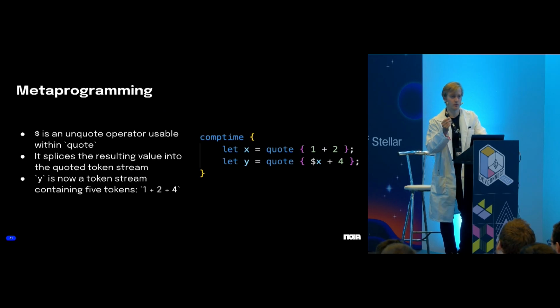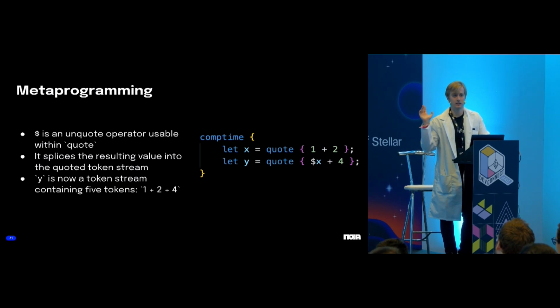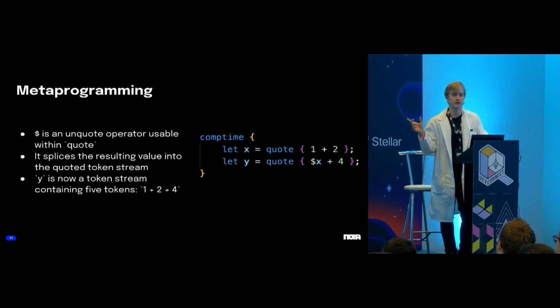To give a little more of an example, you can also unquote inside of your quote. Here we have an x that is just 1 plus 2, but I want to be clear: 1 plus 2 is not being evaluated. It is just 1 plus 2 as written in code, as you see it right there. So y is actually just going to be 1 plus 2 plus 4, and then that's what will be evaluated.